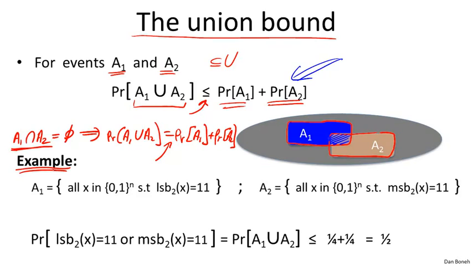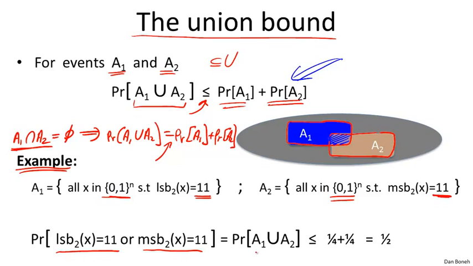Suppose our event A1 is the set of all n-bit strings that happen to end in 1, 1. And suppose A2 is the set of all n-bit strings that happen to begin with 1, 1. Think of n as 8 or some large number. I'm asking now, what is the probability that either A1 happens or A2 happens? In other words, if I sample uniformly from the universe U, what is the probability that either the least significant bits are 1, 1, or the most significant bits are 1, 1?